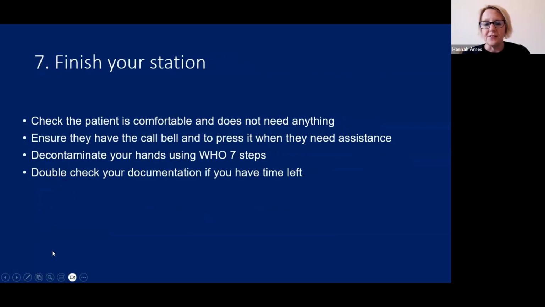Then you want to finish your station. So obviously check the patient's comfortable, they've got the call bell if you're in hospital, or GP number if you're in the community, decontaminate your hands using your 7 steps, and always go back and double check that documentation. It can be quite a common fail that a nurse has missed the date or the time or the signature in that station, and it would be a critical fail.